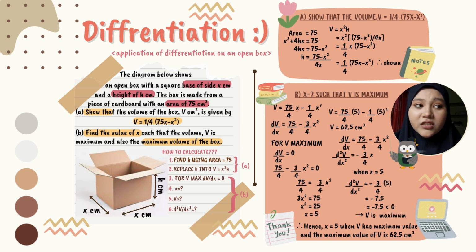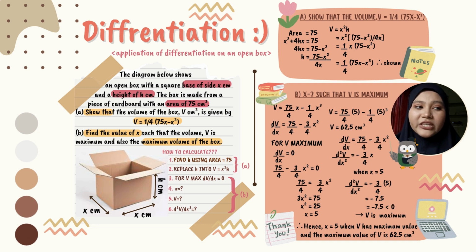For question A, they want us to show that the volume of the box, V centimeter cube, is given by V equals 1 over 4 times (75x minus x cubed). For this, we need to find h using the area equals 75, which gives h equals (75 minus x squared) over 4x. We then take this value of h and replace it into the equation V equals x squared times h, and we get the same answer as the given one.